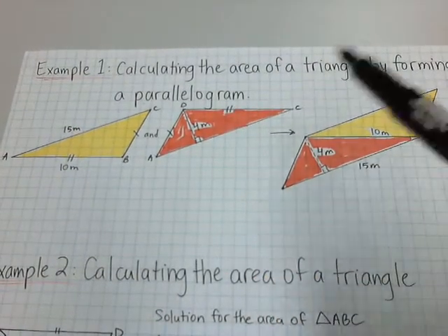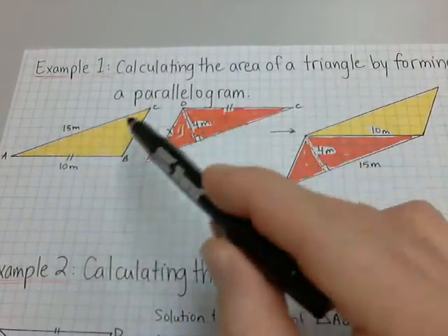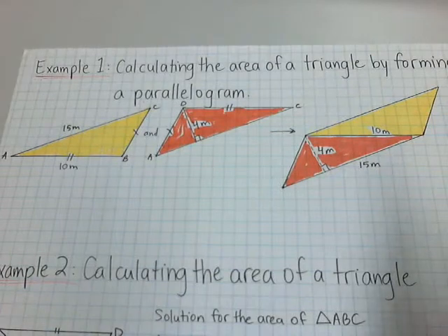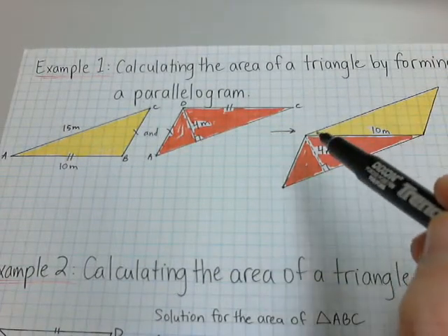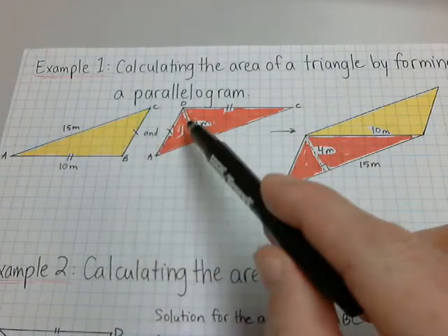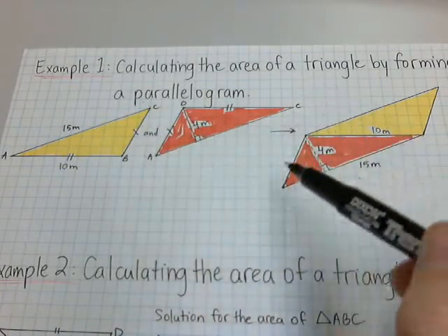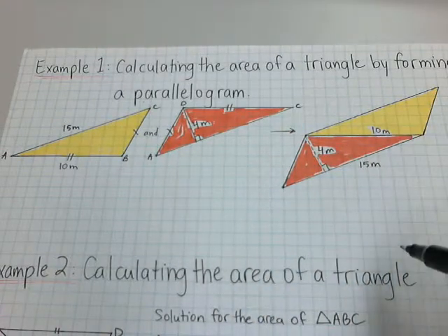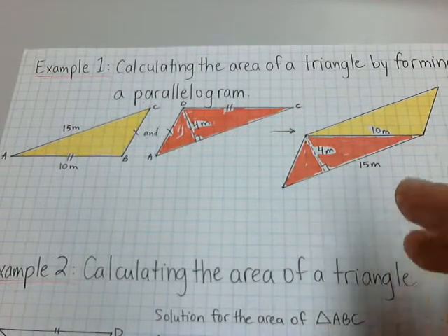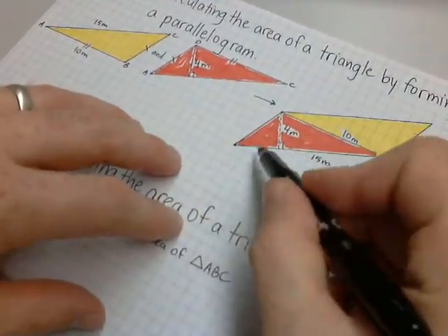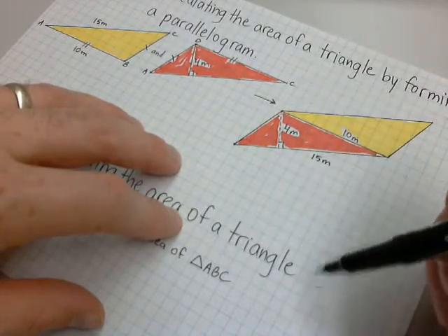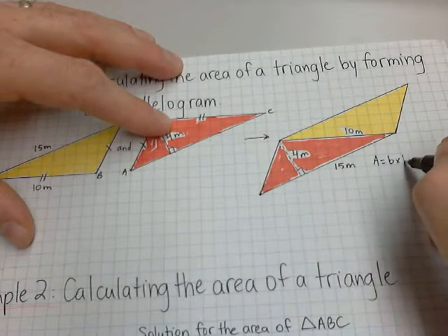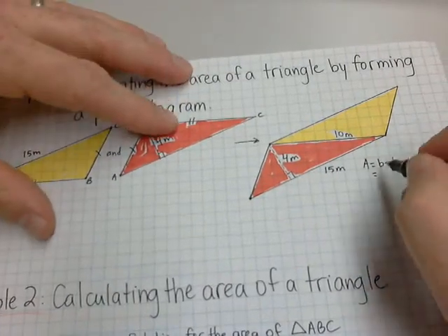Okay, so we're looking at these two triangles, and we're asked to calculate the area of a triangle by forming a parallelogram. So we have these two triangles, and what I've done is combine them. They have the same measurements, they're the same size. I've combined them into a parallelogram over here. And so we have this parallelogram that has a base of 15 meters and a height of 4 meters. And we know the formula, which is area equals B times H. That's the formula for the area of a parallelogram.